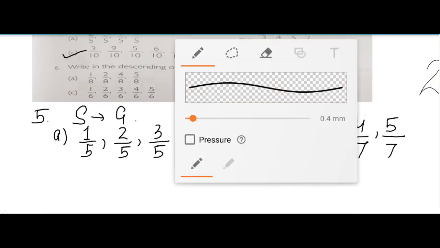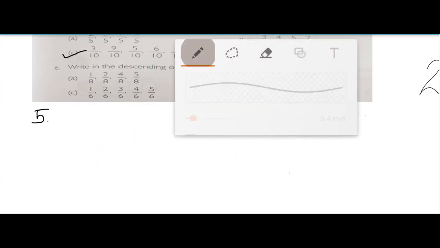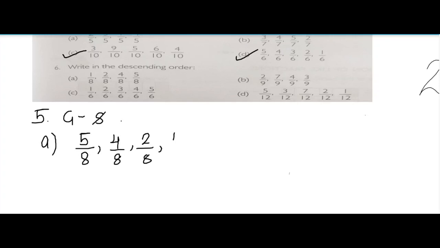Now descending order. Descending order means the opposite of ascending order. Yes, you have to arrange the fractions from greatest to the smallest. Yes, so in number 1, number A, you can see the greatest is 5 by 8. So I am writing it first, 5 by 8. Then the next greater is 4 by 8. Then the next greater is 2 by 8 and the smallest is 1 by 8. So I am arranging it in descending order.